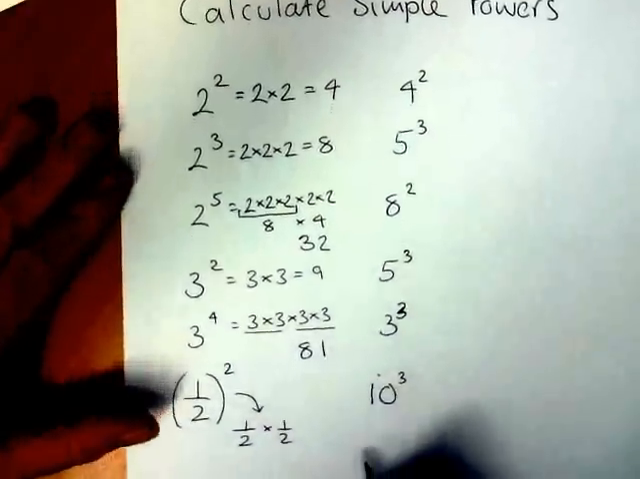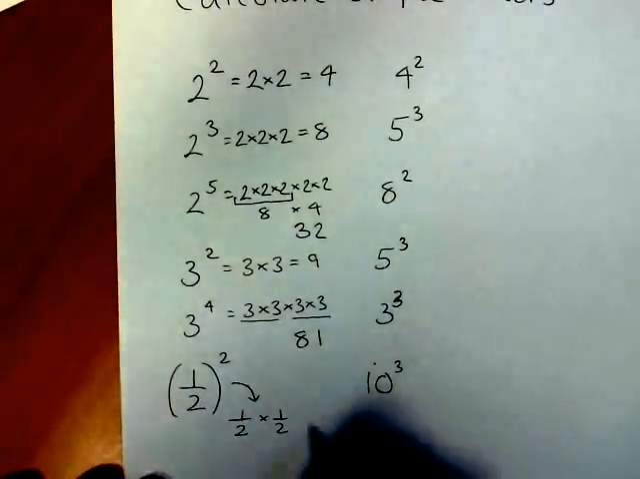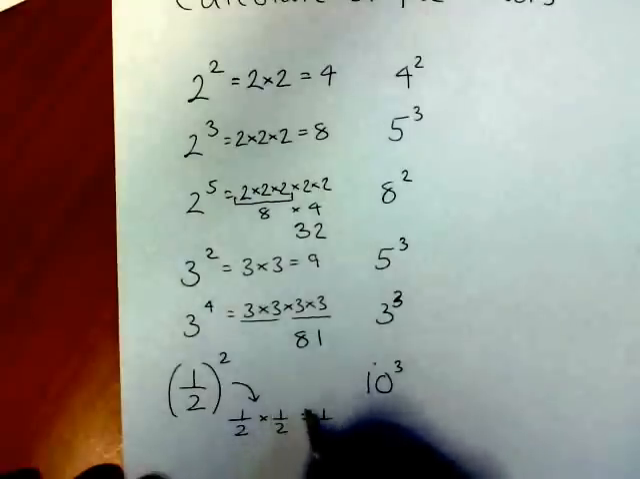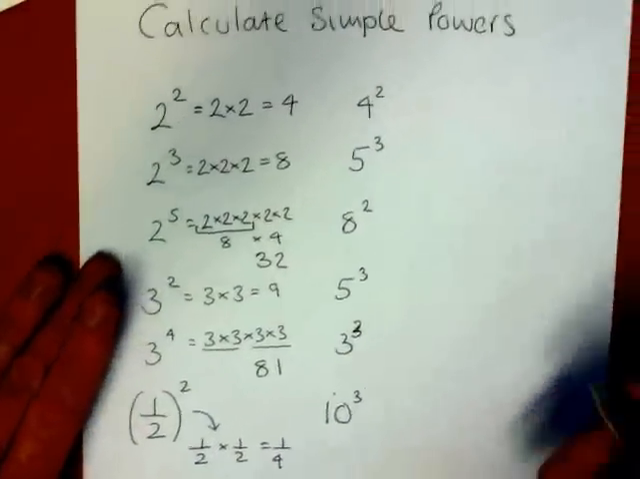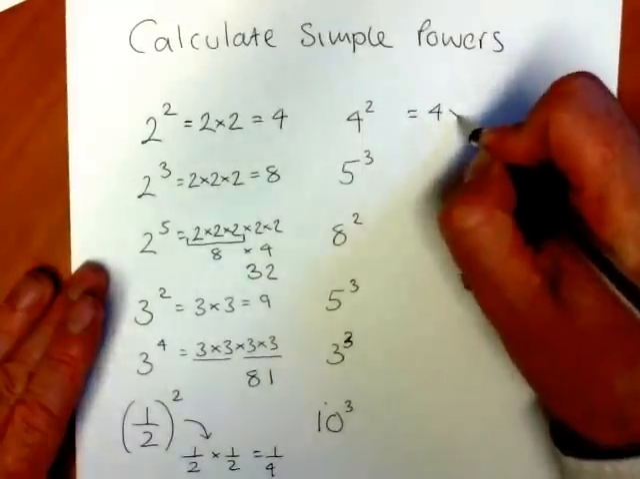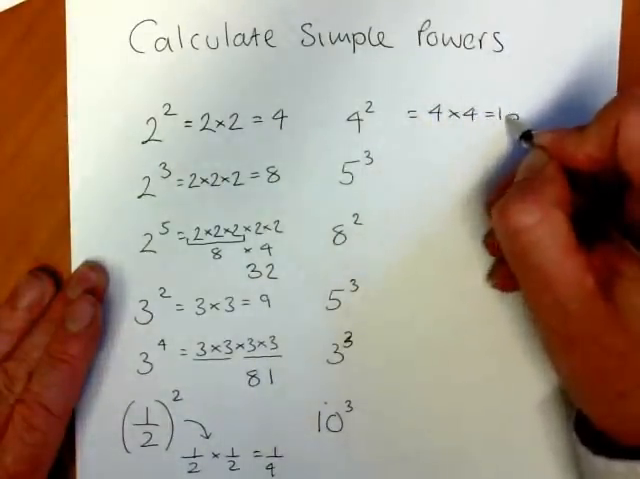Now a half squared means a half times a half. If you know how to multiply your fractions, a half times a half is 1 times 1 over 2 times 2, which is a quarter. Now 4 squared is 4 times 4, which is 16.